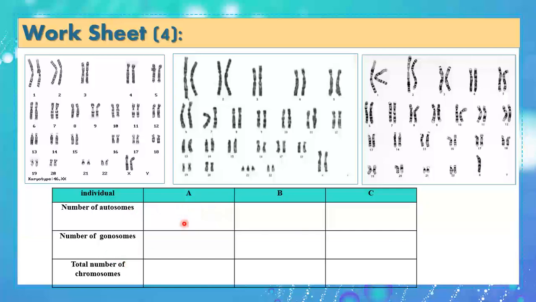Let's continue on with studying the number of autosomes, gonosomes, and the total number of chromosomes in each individual. Count each chromosome individually and you can find that the number of autosomes in individual A is 44, B 45, C 44. For the gonosomes here, you can find that individual A has XX, so 2, individual B has 2 also, while individual C has 1 gonosome. The total number of chromosomes here will be 46, 47, and 45.